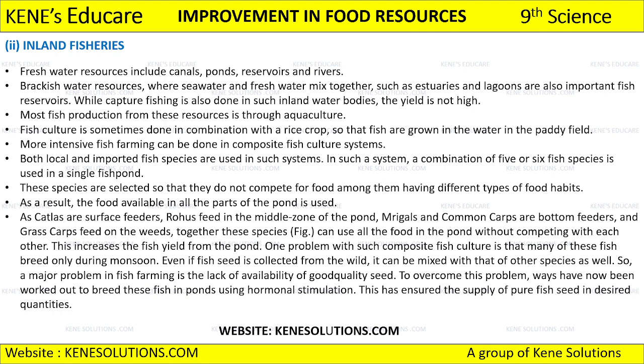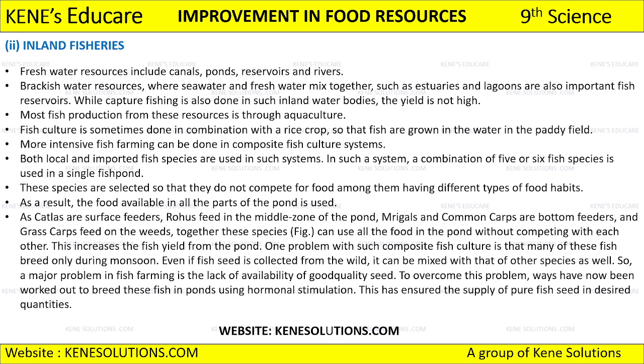we have a few of the important fish reservoirs. Fishing is also done in inland water bodies, but the yield over there is not high. It means the number of fishes caught is not high. So most fish production from these resources is through aquaculture. Fish culture is sometimes done in combination with a rice crop, so that fishes are grown in the water in the paddy field itself.